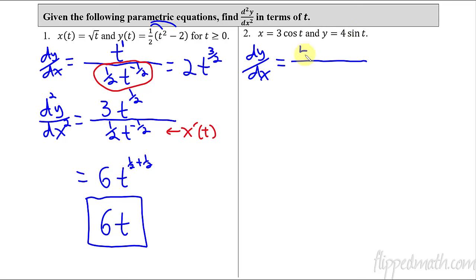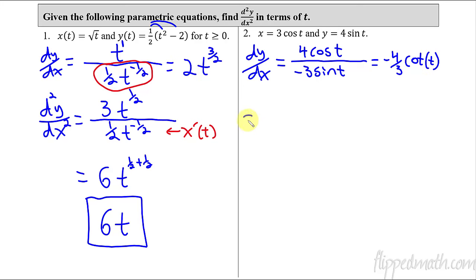So that's just a 4 cosine t. And then I find on the bottom the derivative of x of t, which is going to be negative 3 sine of t. And then I can simplify this now. Let's simplify this to negative 4/3. Cosine over sine is cotangent of t. I'll put that one in parentheses because there's too many t's going on there. All right, so negative 4/3 cotangent t.